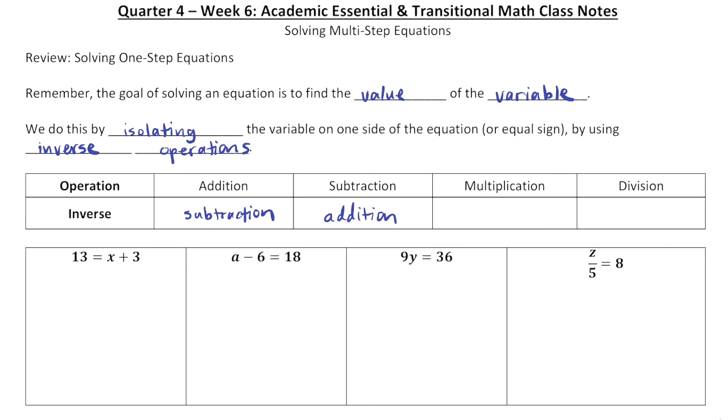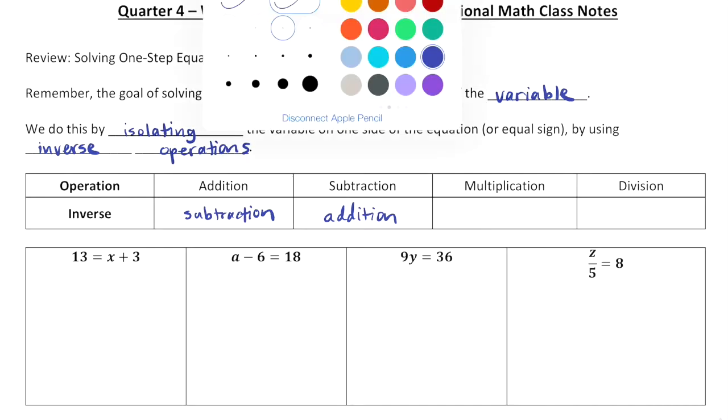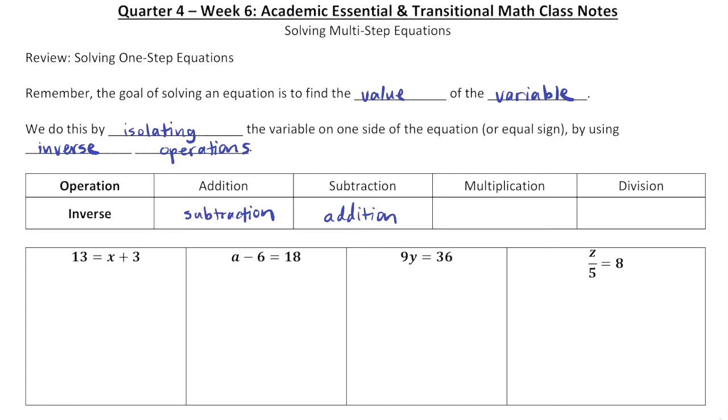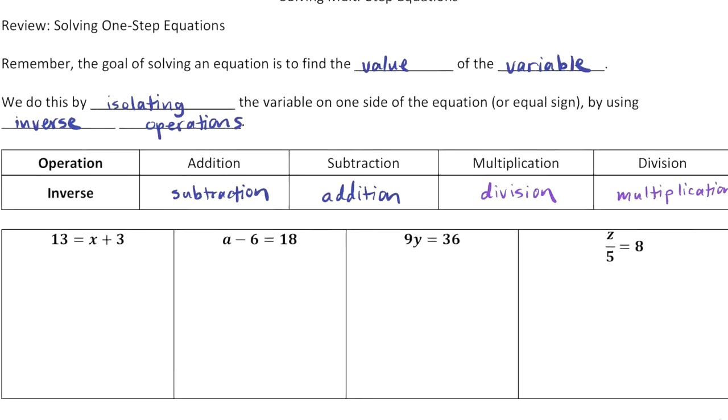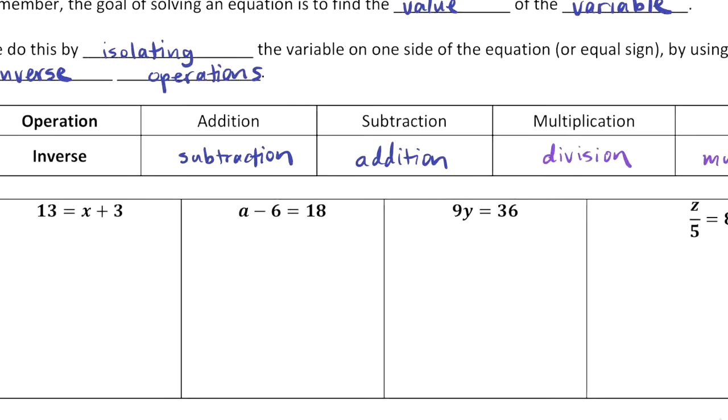Then the next 2 are multiplication and division, and these 2 are the inverses of each other. They're the partners that go along. So the opposite of multiplication would be division. And then the opposite of division would be multiplication. Okay? We had examples of all 4 of these, and we'll go through these.